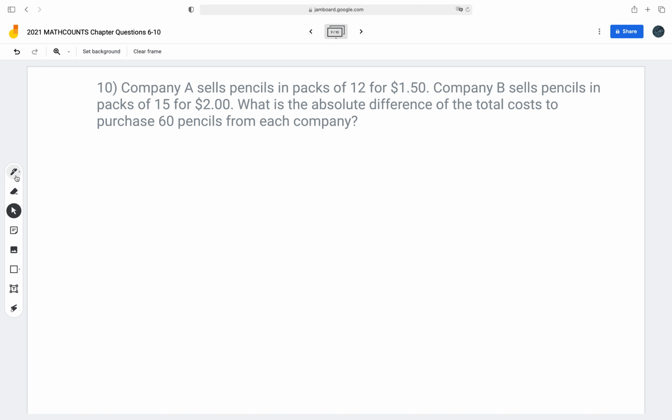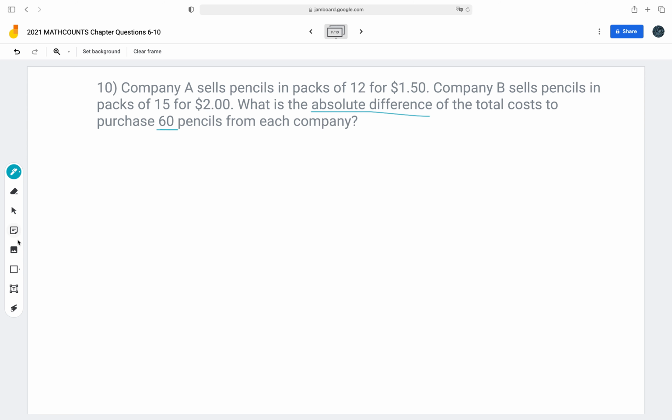Number 10. Company A sells pencils in packs of 12 for $1.50. Company B sells pencils in packs of 15 for $2. What is the absolute difference? I want a positive difference. Total cost to purchase 60 pencils from each company. All right, so if we want a pack of 12, how many packs do we want? 60 divided by 12 is 5, and 60 divided by 15 is 4. So we want 5 packs of company A and 4 packs of company B.